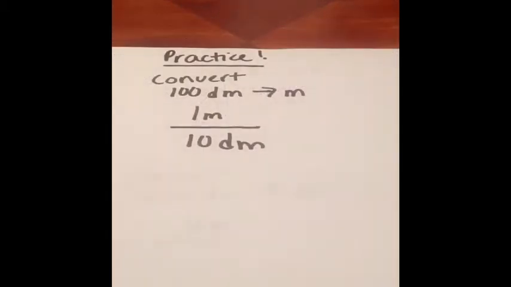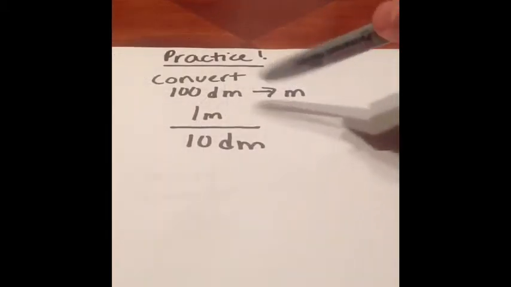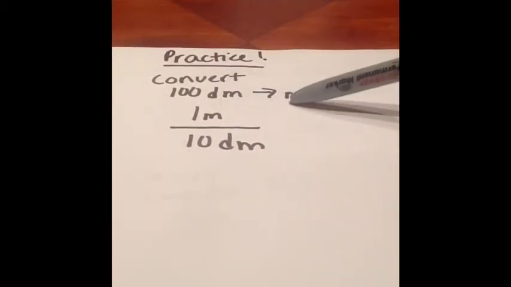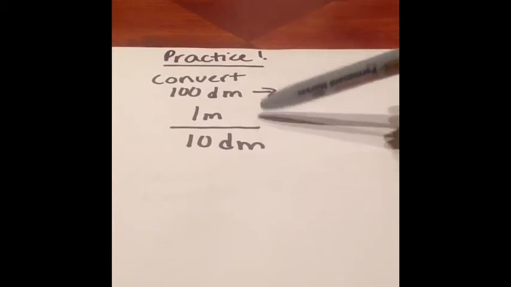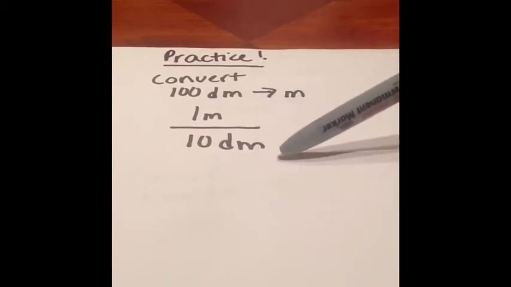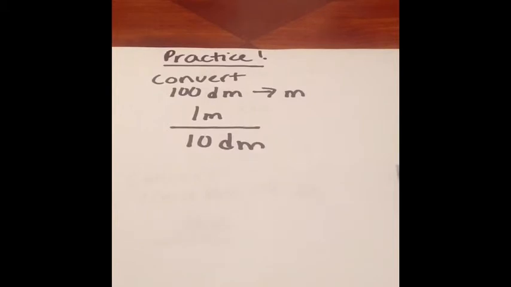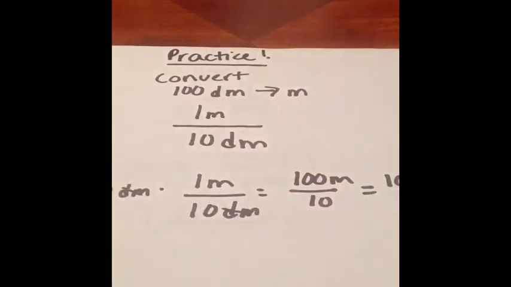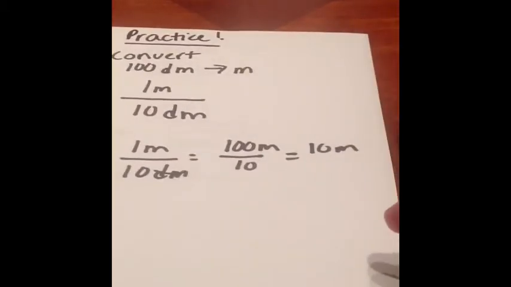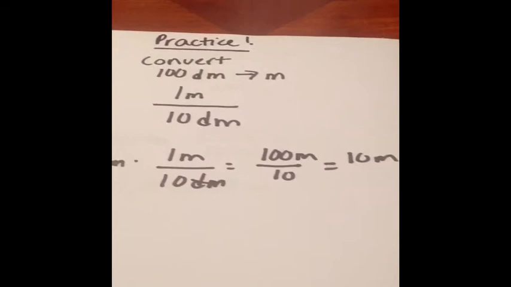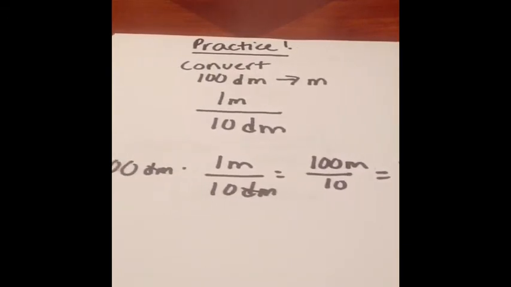Now it's time for some practice. Convert 100 decimeters to meters using the conversion factor 1 meter equals 10 decimeters. You can pause the video here if you need extra time. You should have gotten 10 meters, and this is all the math done out.